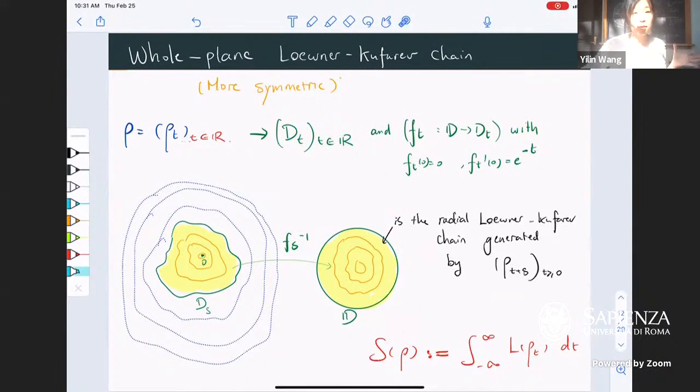This is one example of a whole plane Loewner-Kufarev chain where the measure for negative time is uniform. And we define the Loewner-Kufarev energy for this type of measure again as the integral of L of rho_t.